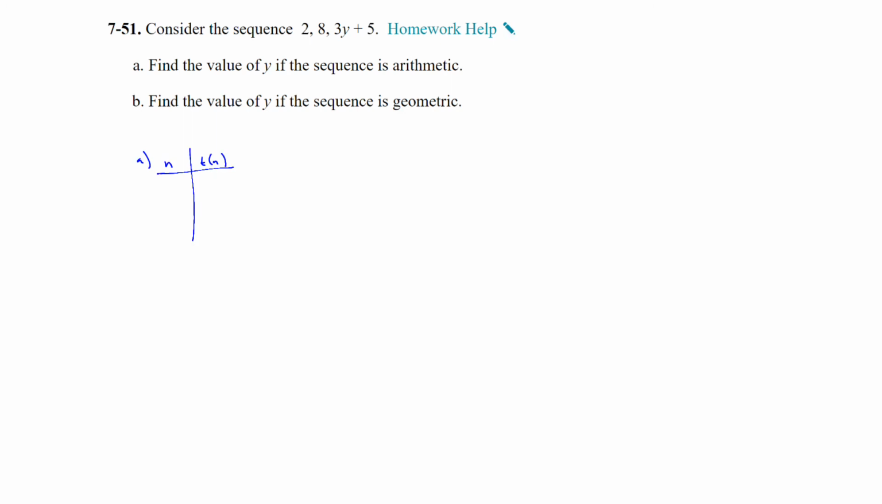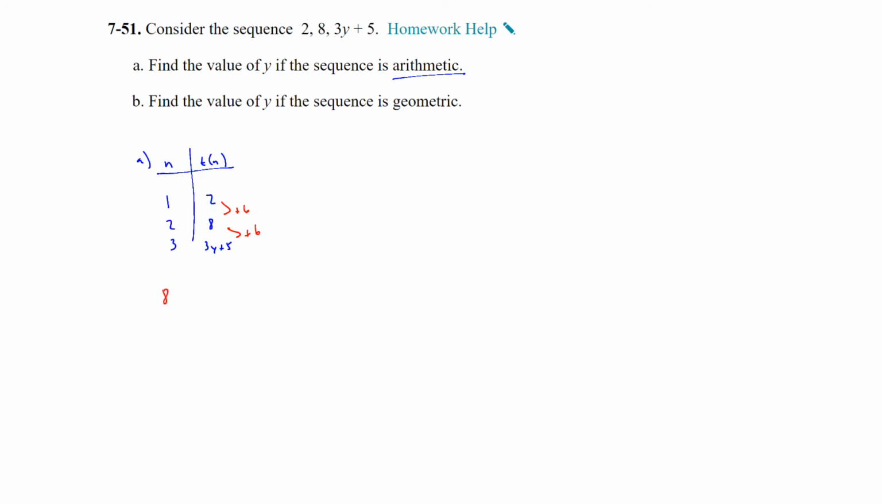So at term 1, it is 2. At term 2, we're at 8. And then term 3 is 3y plus 5. So this one says if it's arithmetic, which means we are adding to get to the next term. So 2 plus 6 is 8. And then 8 plus 6 equals this 3y plus 5.